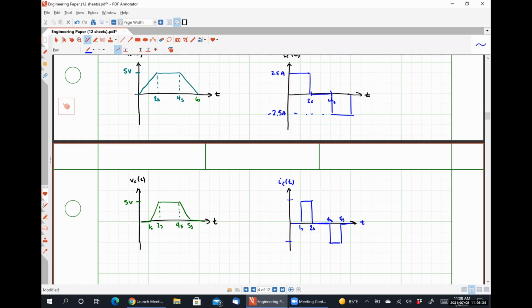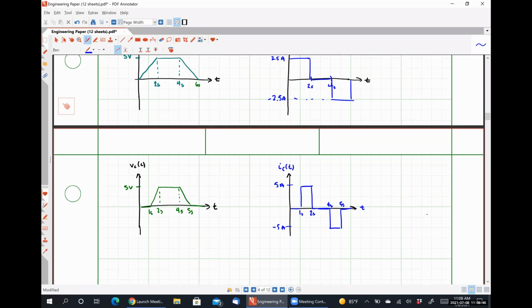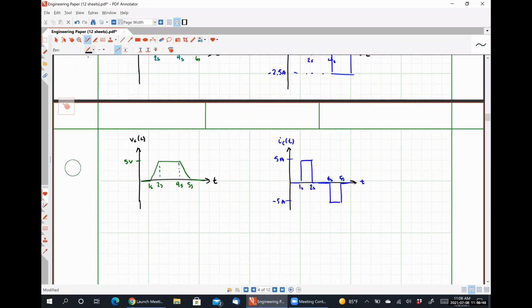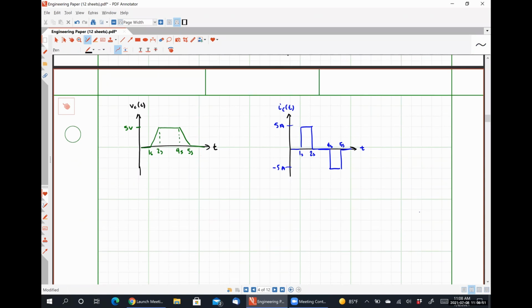Because our slope has changed, right? We're increasing at twice the rate. So before we had a slope of 2.5 volts per second, now we have a slope of 5 volts per second. So we should see that since the voltage is changing twice as quickly, we get twice as much current. So 5 amps and negative 5 amps. And if we further increased the rate at which the voltage changes, we'd see that we get more and more current. So now we get to the important bit.